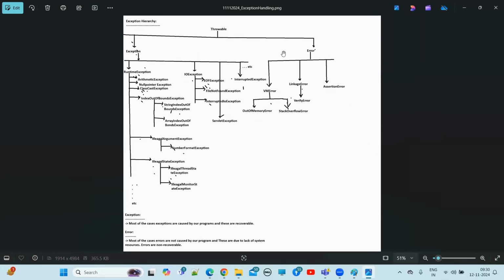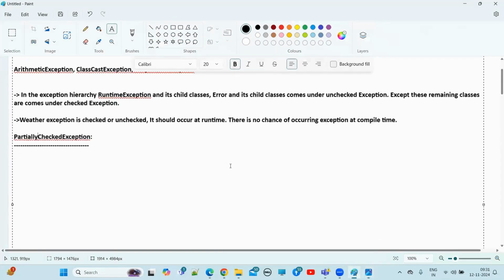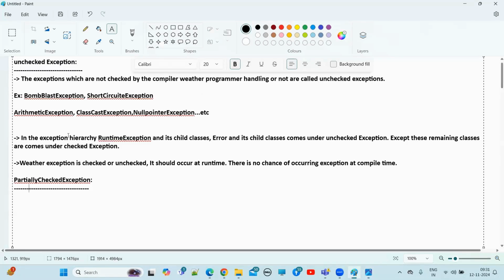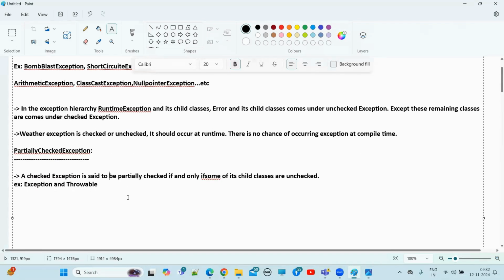Clear, everyone? Yes. So do you know now? We have clarity. What is checked exception? What is fully checked exception? What is partially checked exception? Any question? Right. So now let me write, guys. What is partially checked exception? Tell me what is partially checked exception. Only these 2 classes come under partially checked exception.